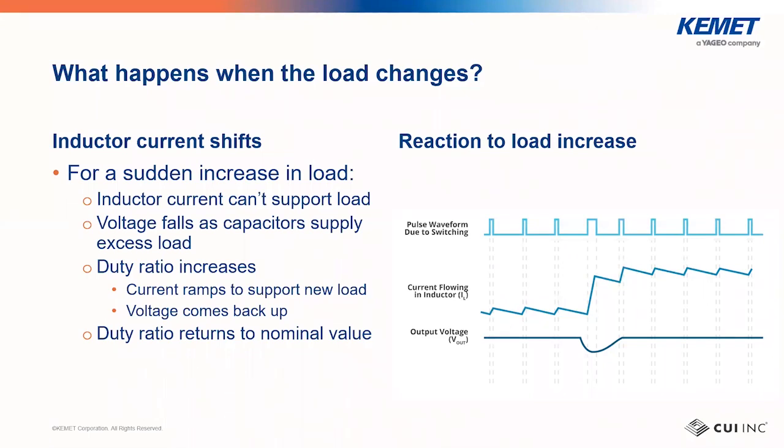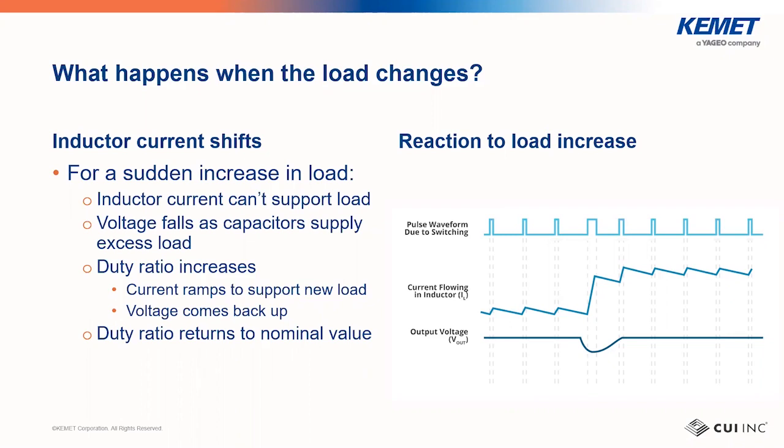Then the load changes. In this case, the load changed during the off time. During this time, we can remember that the current is ramping down and at some point will fall below the output current, which means that the capacitor is supplying the load. Now the load is increased significantly, and instead of a small dip caused by the ripple, there's a much larger drop in the output voltage as the capacitor supplies even more current.